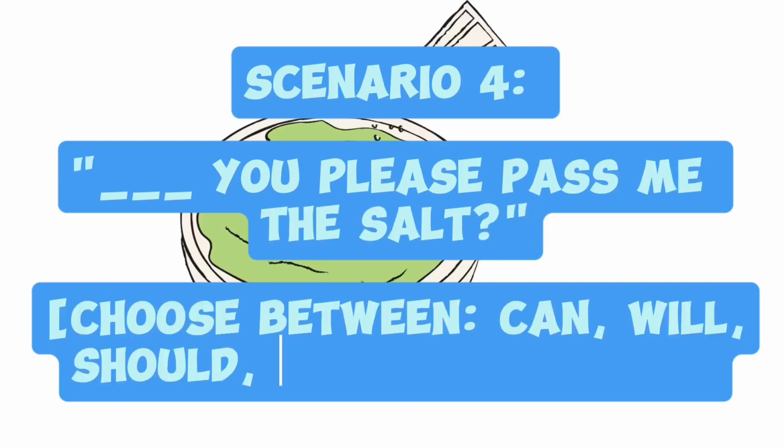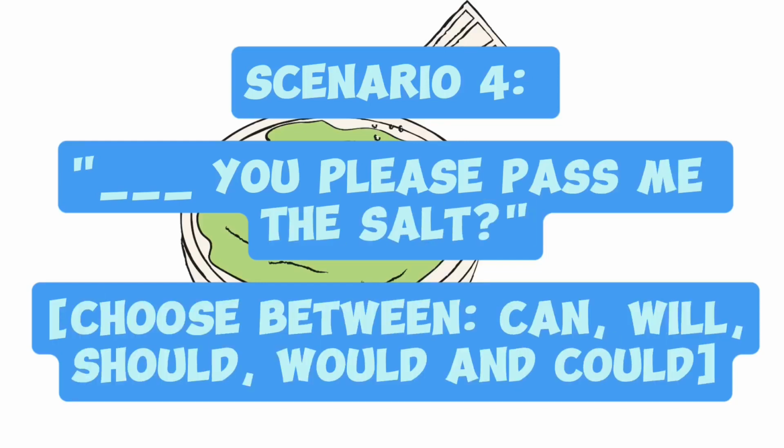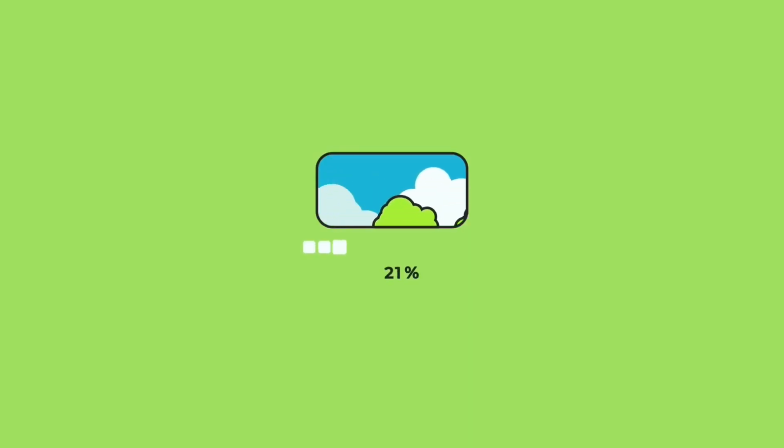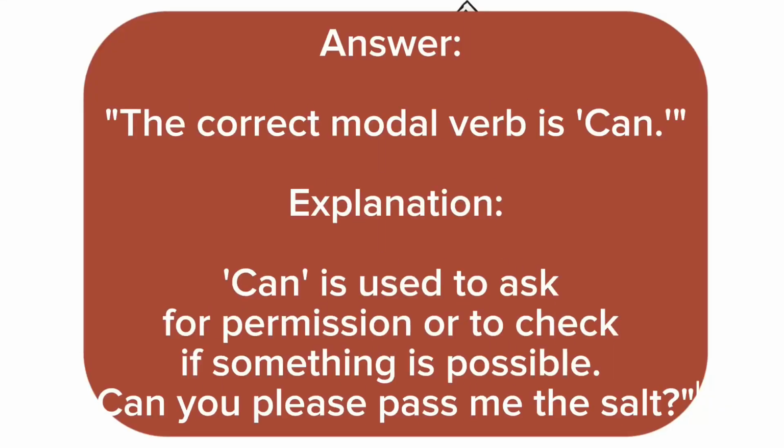Scenario 4. You please pass me the salt. Choose between can, will, should, would, and could. Answer. The correct modal verb is can. Explanation. Can is used to ask for permission or to check if something is possible. Can you please pass me the salt?